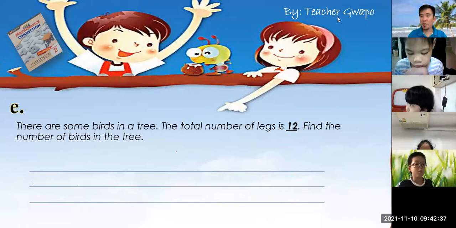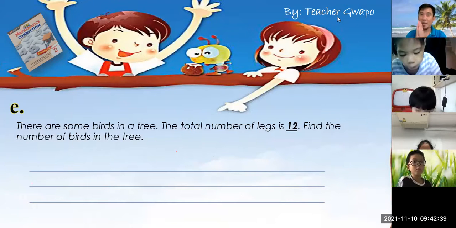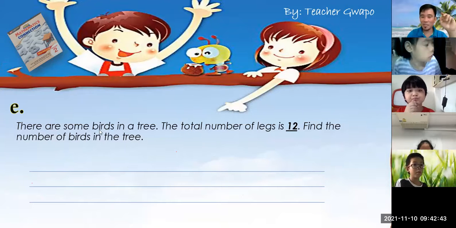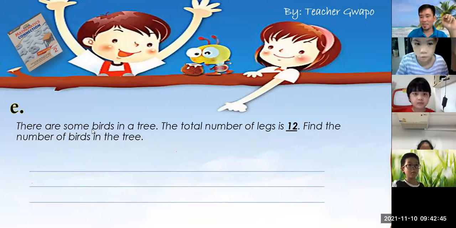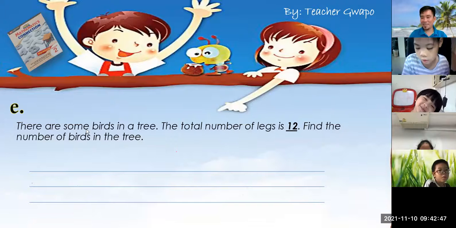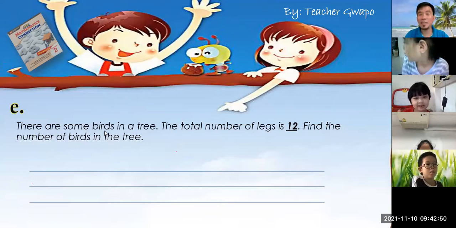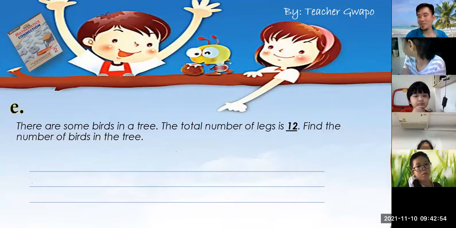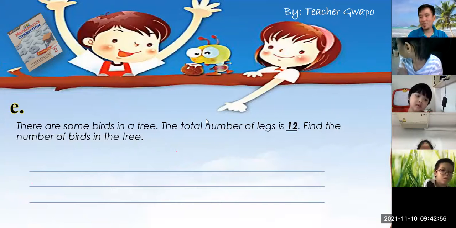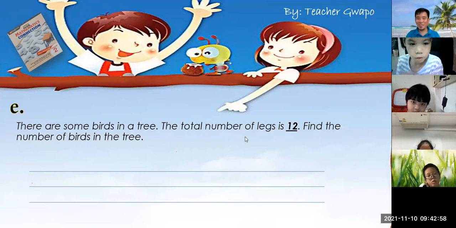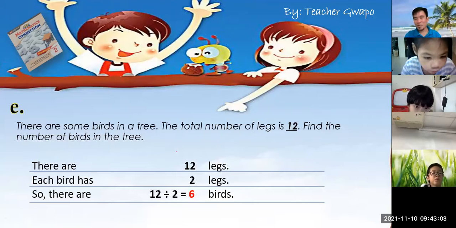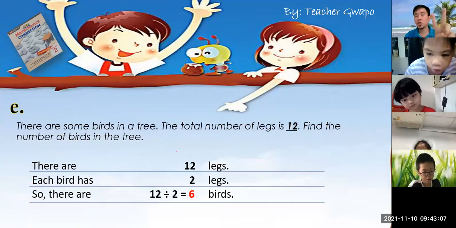Now always remember that the elephant has 4 legs. Now here it is a bird, right? It's a bird. Now how many legs does each bird have? One bird, how many legs? 2, right? 2 legs. So therefore, the divisor here is 2, because each bird has 2 legs.